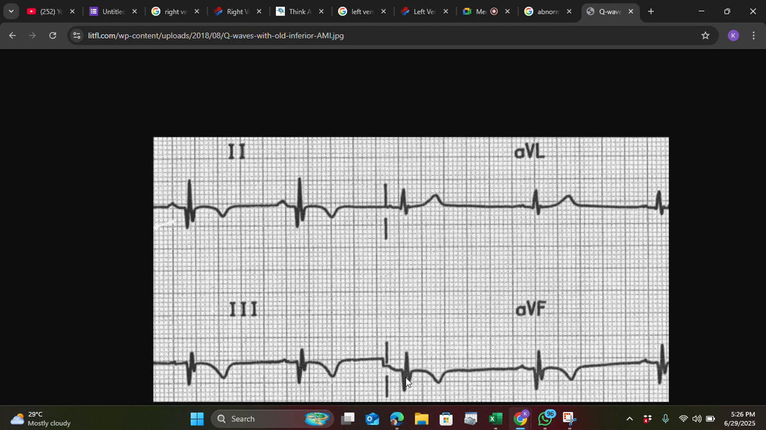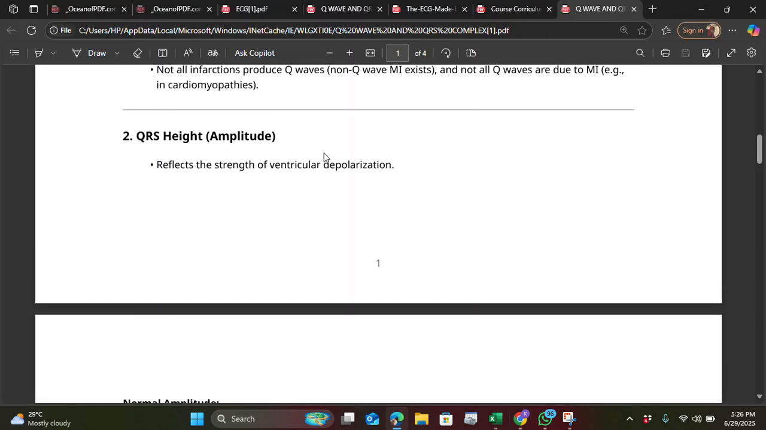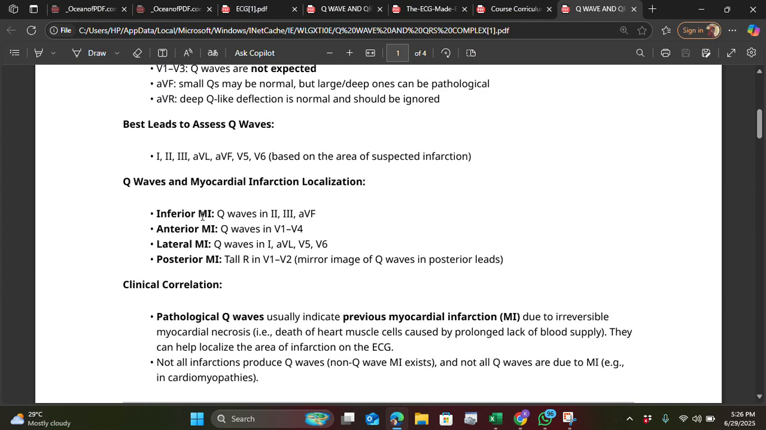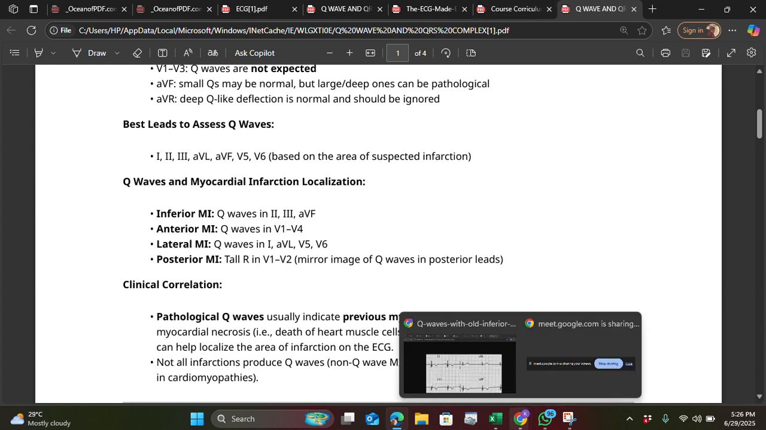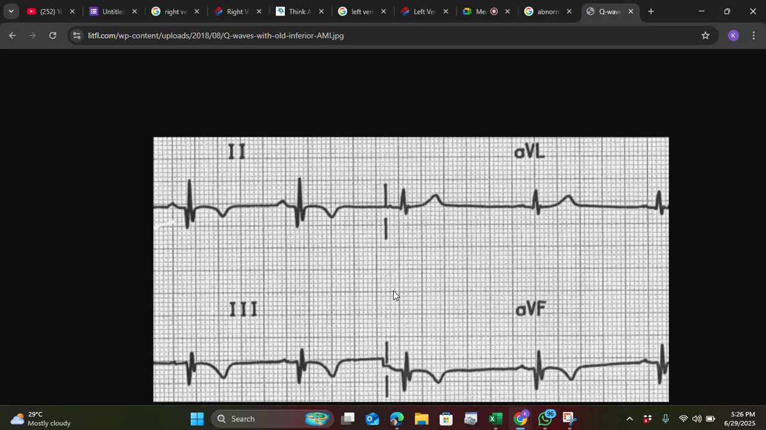They are inferior. Finally, thank God. Man, please, I don't understand you too. Let me show you again, because I said it in this class. So what I just said now: Inferior, lead 2, lead 3, AVF. Anterior, V1 to V4. Lateral, lead 1, AVL, V5, V6. Posterior, V1 and V2. Okay, I understand you now. Ma, I don't really understand now, but I understand.